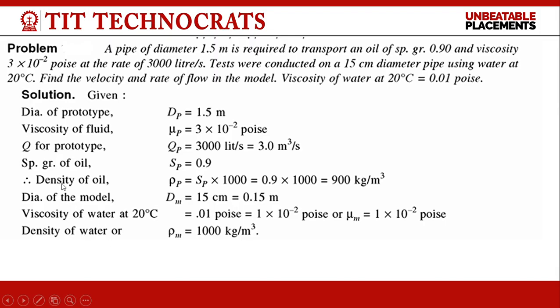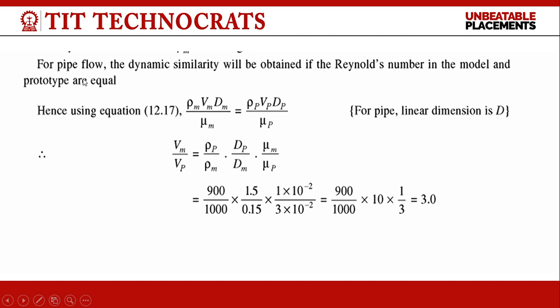Now let us come to the model. Diameter of model is given as 15 centimeter, meaning 0.15 meter. Similarly, viscosity is given as 0.01 poise. Then density of water is given as 1000 kg per meter cube. So for pipe flow, the dynamic similarity will be obtained if the Reynolds number in the model and the Reynolds number in the prototype are equal. So here rho m Vm dm upon mu m is equal to rho p Vp dp upon mu p, because here dynamic viscosity values are given.